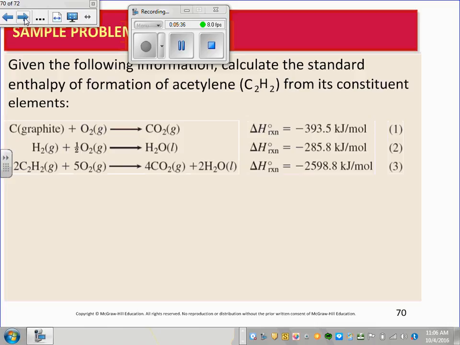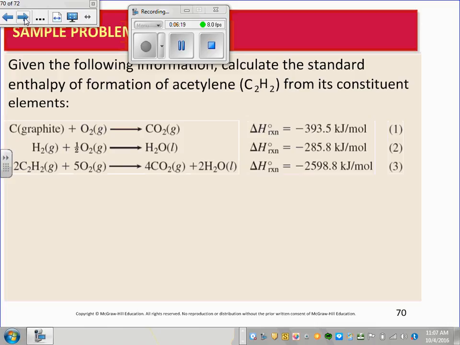So here's another Hess's law problem. Apparently they decided to stick that in there. Well, we're going to calculate the standard enthalpy of formation of acetylene from its constituent elements. So acetylene is C2H2. What are the constituent elements? Carbon and hydrogen. Here's where you've got to take care. Hydrogen, we don't put H. Remember, hydrogen's diatomic. We have to put H2.